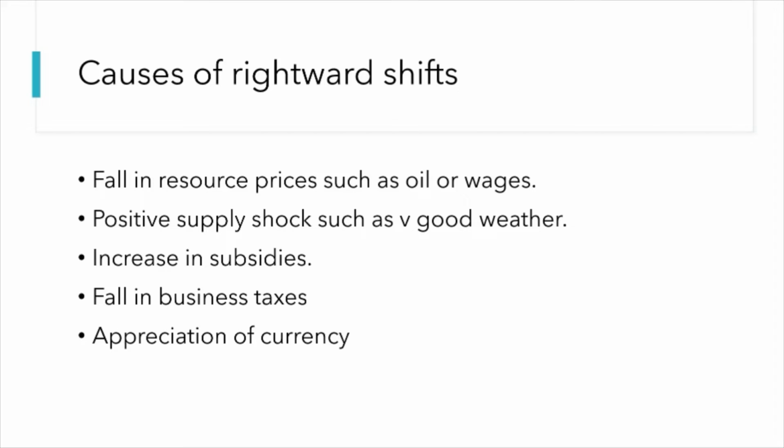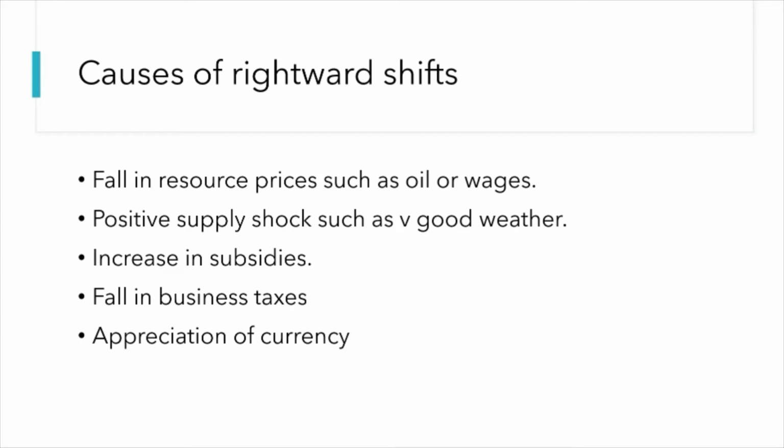Positive supply shocks, such as good weather, can increase agricultural output, which allows firms to produce more, and hence aggregate supply increases. Appreciation means that imported factors of production become cheaper, which means the costs of production decrease and supply increases.